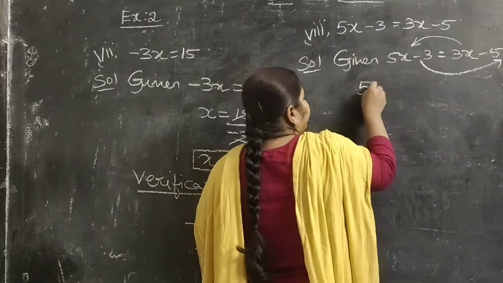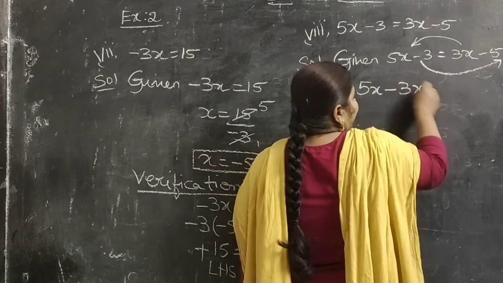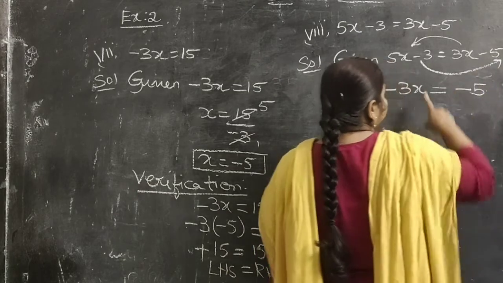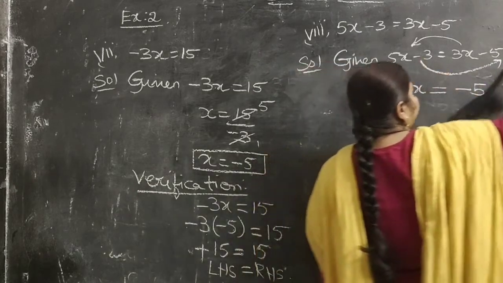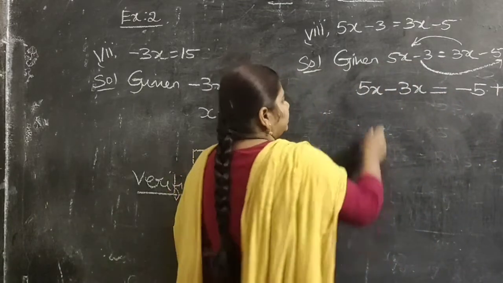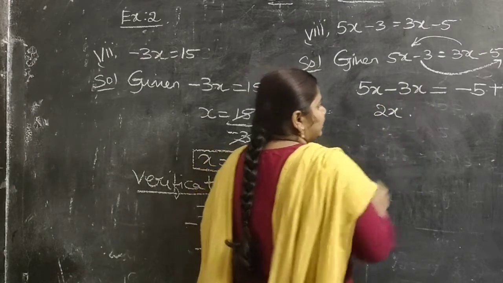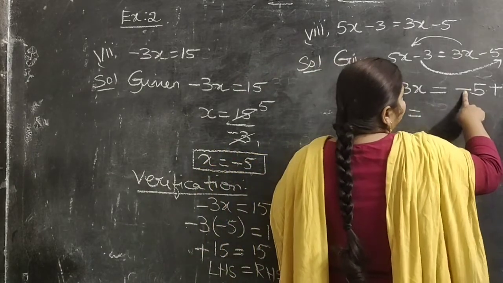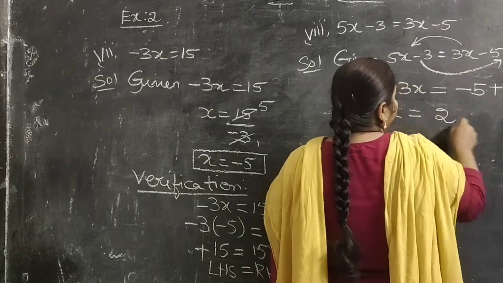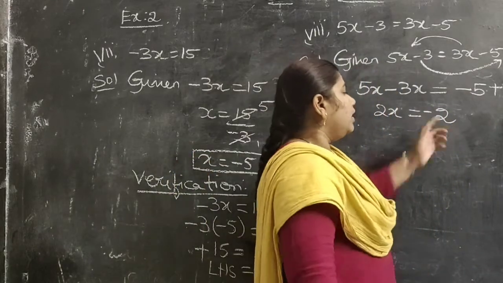So what I am writing: 5x minus 3x is equal to minus 5, I am writing as it is. If you transpose this minus 3 to the other side, that will be in the form of plus 3. Now 5x minus 3x will be 2x. 5 minus 3 is 2. The x alphabet is same. So now here minus 5 plus 3: 5 minus 3 is 2, and the bigger number's sign is minus here. So you got 2x is equal to minus 2.